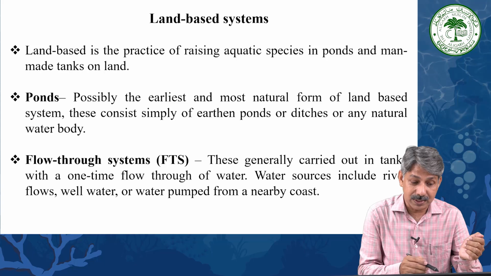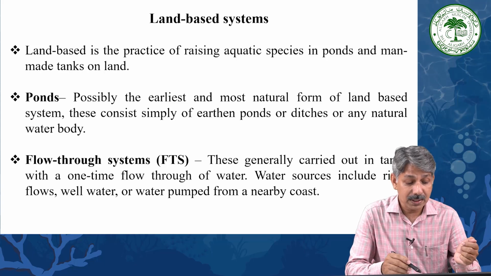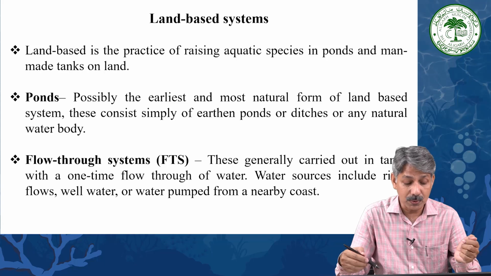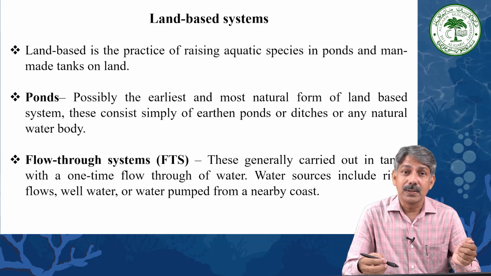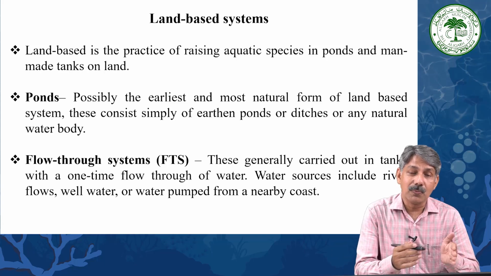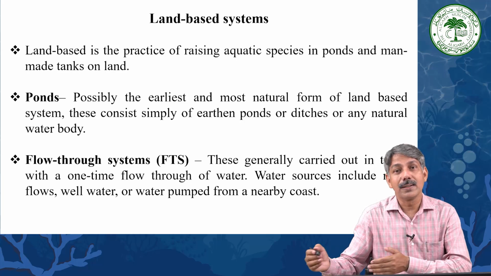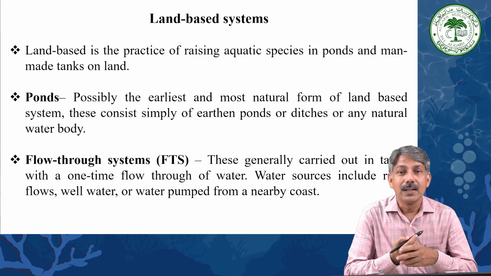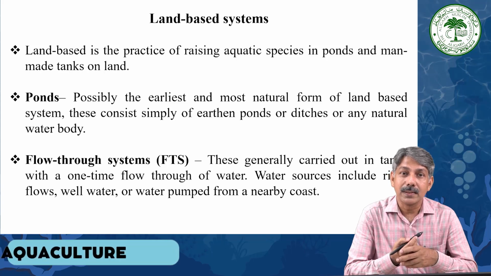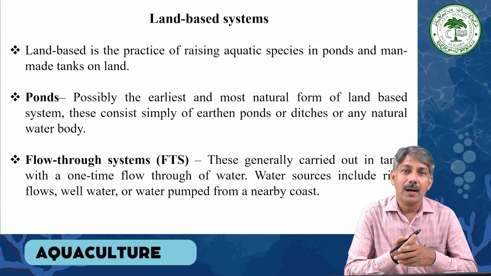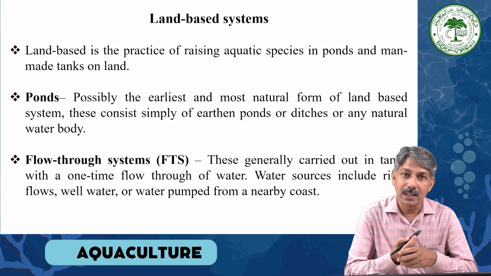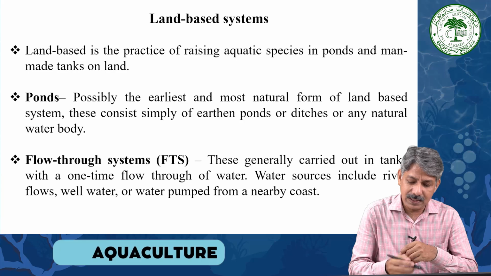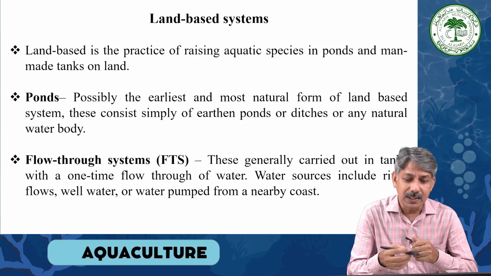Then flow through systems. Land-based farming systems may also include flow through systems. Here the major idea is that water flows in from one end of the system and passes out from the other end. Using this method, we usually have minimal chances of pollution and minimal chances of oxygen depletion. So this is also used as one of the systems.